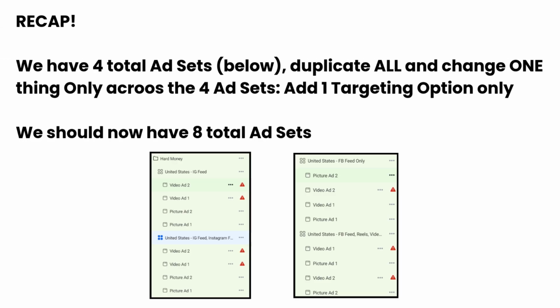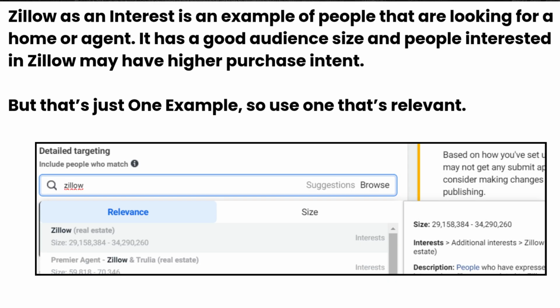Step number 12, we're almost done, guys, but what we are going to do now is we're going to duplicate all the 4 ad sets, but you are only going to change one thing across all ad sets. This time you can go ahead and add 1 interest-based targeting option that's relevant to who you're actually targeting. So make sure it actually has a decent size. Do not do a small audience option. It should show like an estimate of your audience size. Do that across the 4 newly duplicated ad sets. You should make all your ad set budgets even as well, by the way. So you now have a total of 8 ad sets in that campaign.